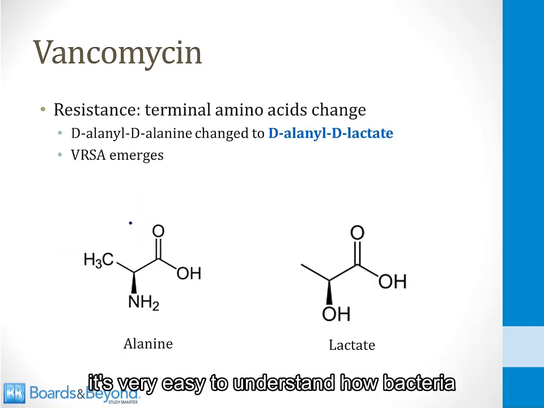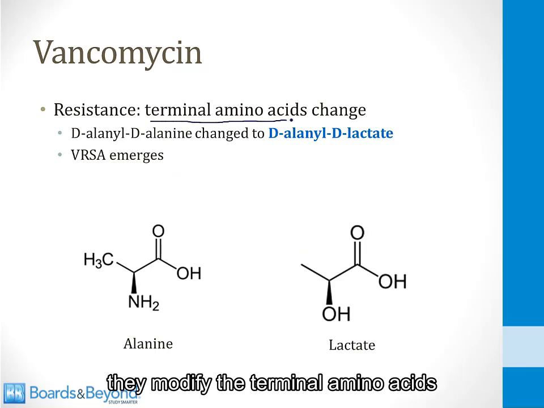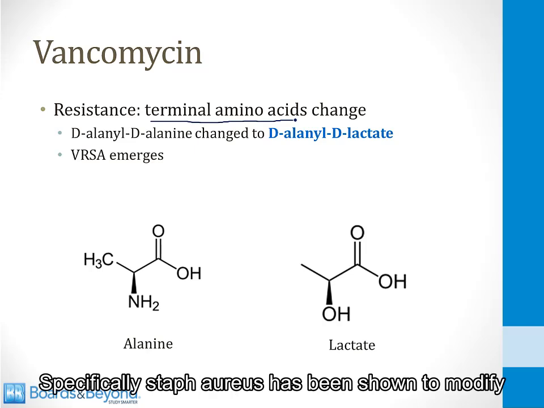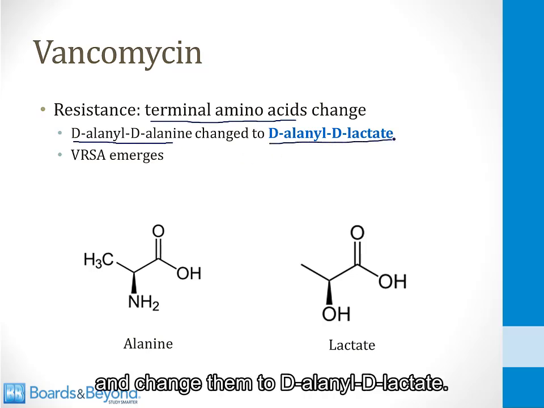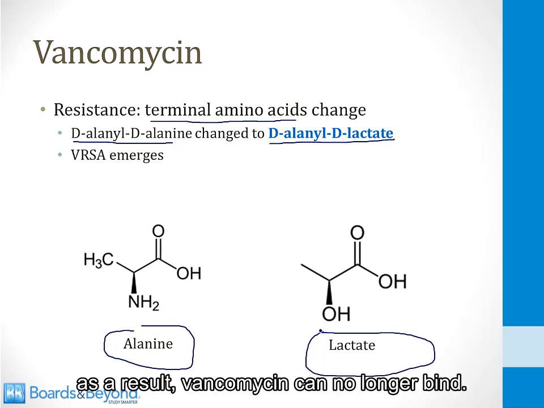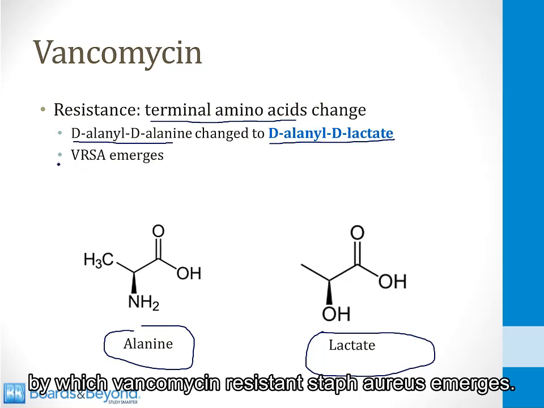Once you understand this, it's very easy to understand how bacteria can potentially develop resistance to vancomycin. They modify the terminal amino acids in their peptide chains. Specifically, Staph aureus has been shown to modify the D-alanyl D-alanine peptides and change them to D-alanyl D-lactate. In other words, an alanine amino acid is swapped with a lactate molecule. As a result, vancomycin can no longer bind, and this is the mechanism by which vancomycin-resistant Staph aureus emerges.